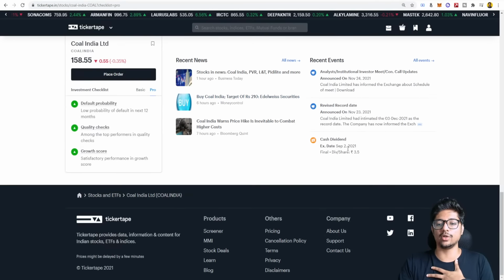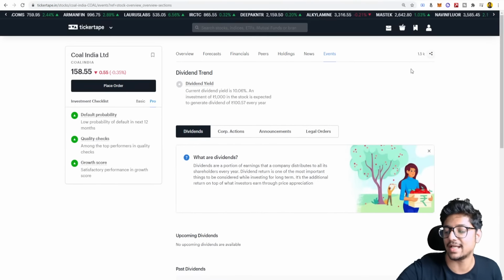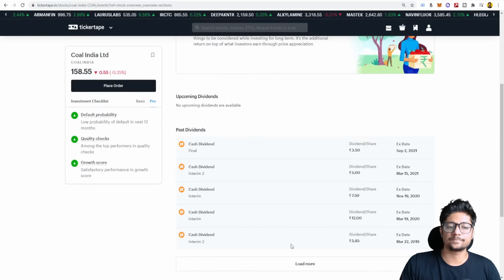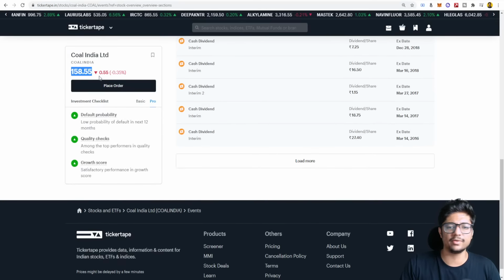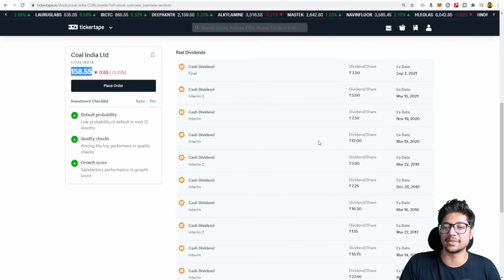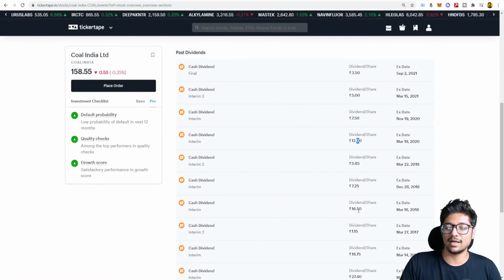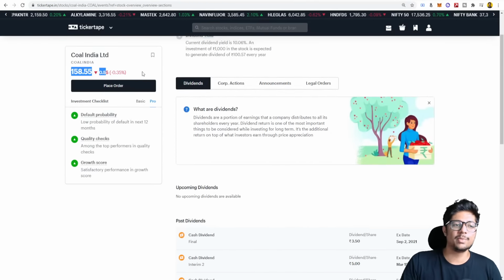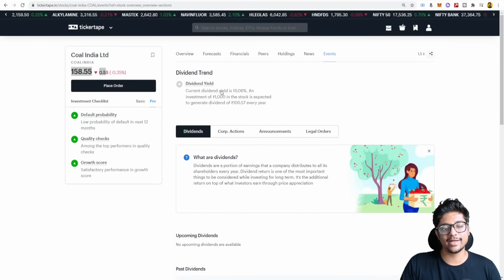Now look at this Coal India. Coal India is also very famous because it has a very good dividend yield, right? Look at this. Stock price is 158 rupees, but look at the dividend here, 12 rupees. Earlier it was giving 16 rupees, 7 rupees. 5 plus 12, again 7 plus 5. This year it has already given 8.5 rupees on a 158 thing. But you will be like, Shashank, this is awesome. Why don't I just stick to this and not worry about anything else, right?